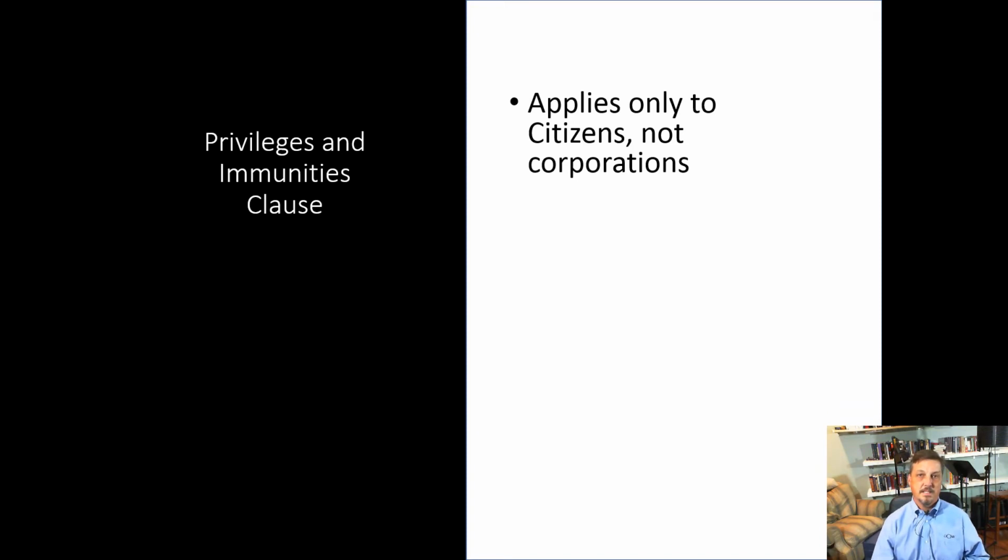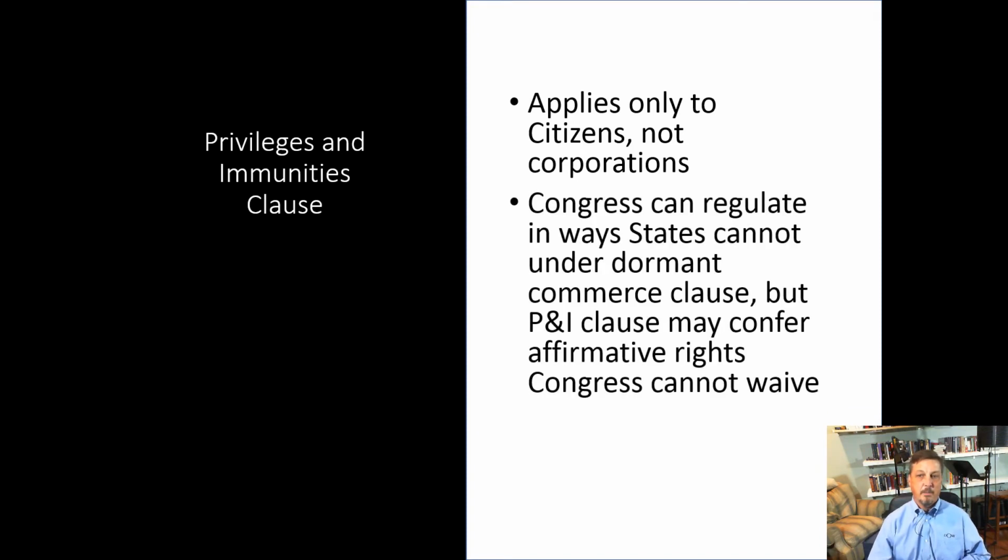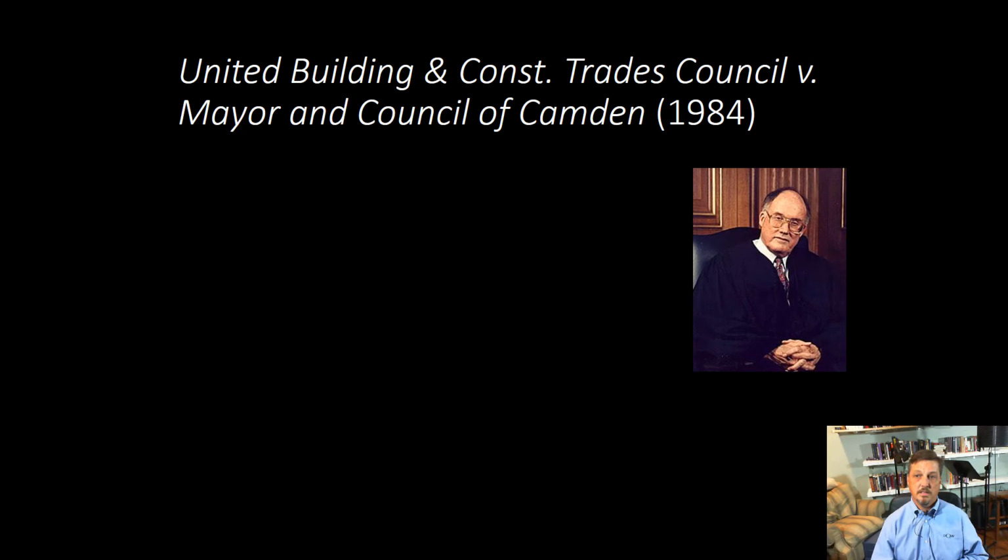We noted this applies to citizens only. We noted that Congress can regulate in some ways that states cannot under the Dormant Commerce Clause. But that the Privileges and Immunities Clause might actually provide an additional check on Congress because it may confer affirmative rights that Congress cannot waive. We also noted that there's no market participant exception under the Privileges and Immunities Clause.